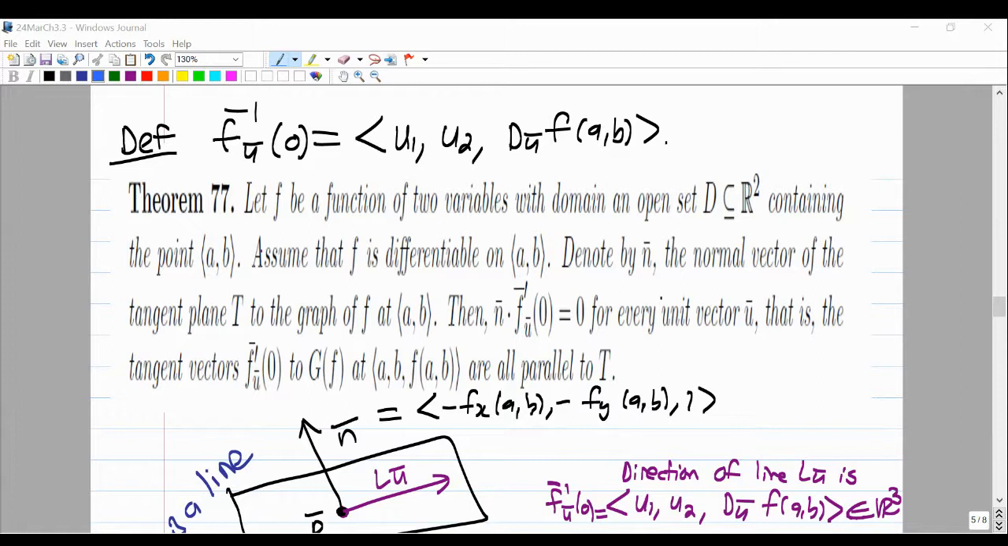We caught out people in last week's tutorial playing with non-unit vectors. When you calculate directional derivatives, it must be a unit vector. So we're using u because the word unit starts with u. So it is the following 3D vector. The first component is u1, the next component is u2, and the third component is the directional derivative of f at the point (a, b) in the direction of unit vector u. So given a function, a point and a unit vector, we can form this 3D vector, denoted by F bar dash subscript u bar 0.